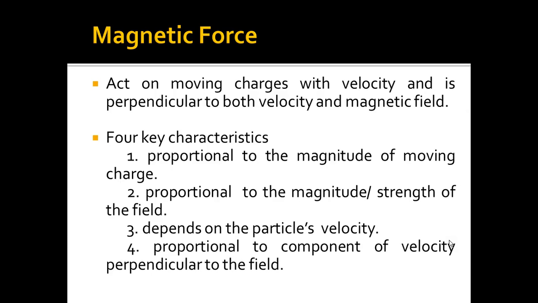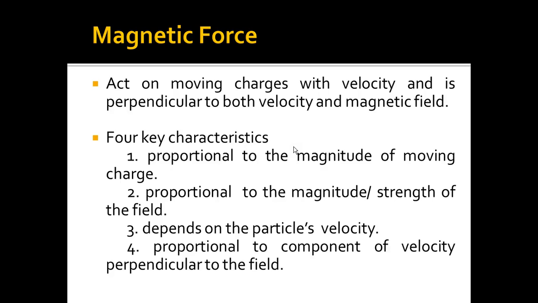Now, number four, the magnetic force is proportional to the component of the velocity perpendicular to the field. What is said in the first part of this slide is that the magnetic force is perpendicular to both velocity and magnetic field. If it happens that the velocity is not directly perpendicular to the field, only the component of the velocity perpendicular to the field will influence the magnetic force.